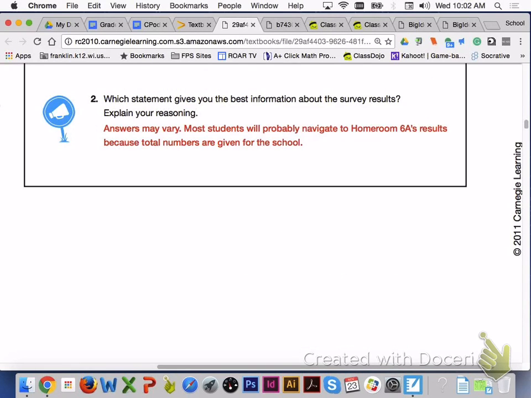For number 2, your answers may vary, but most groups may have picked homeroom 6A's results because they give you the total numbers for the school. That might help you best understand the correct results of the survey.